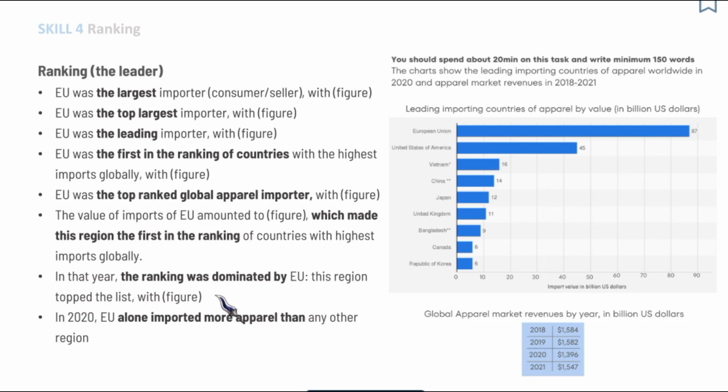Another option is: in that year the ranking was dominated by EU, and again you can present the figure after that. Finally, there is another option. In 2020, EU alone imported more apparel than any other region. You have a variety of options to write about leaders.